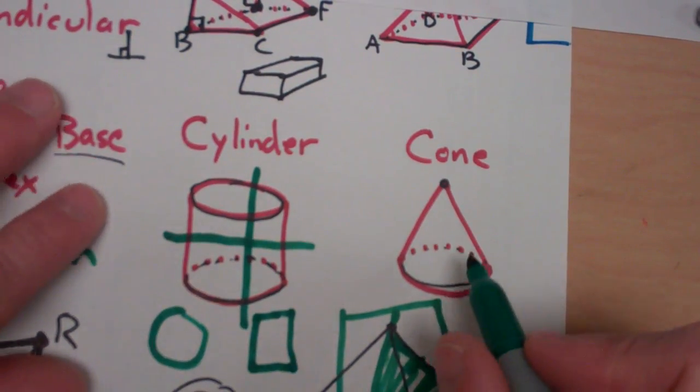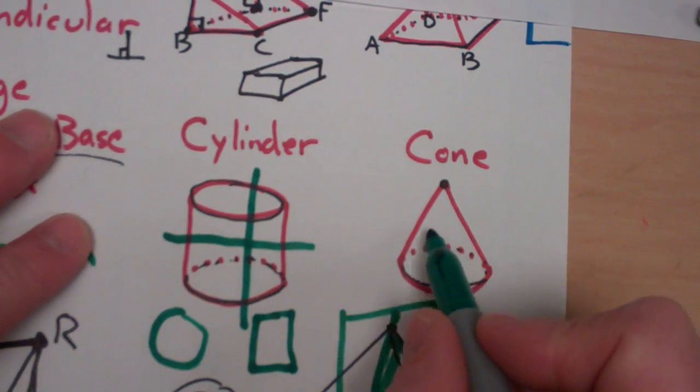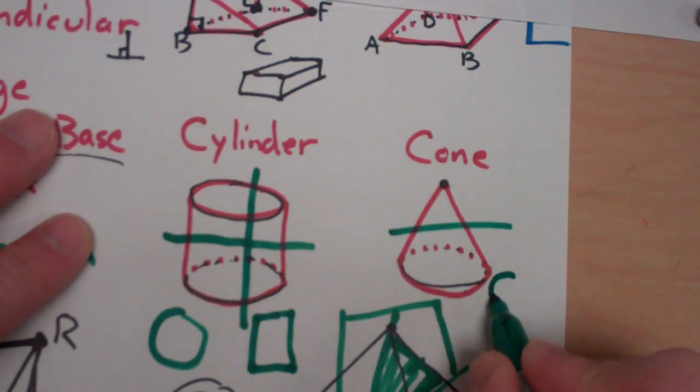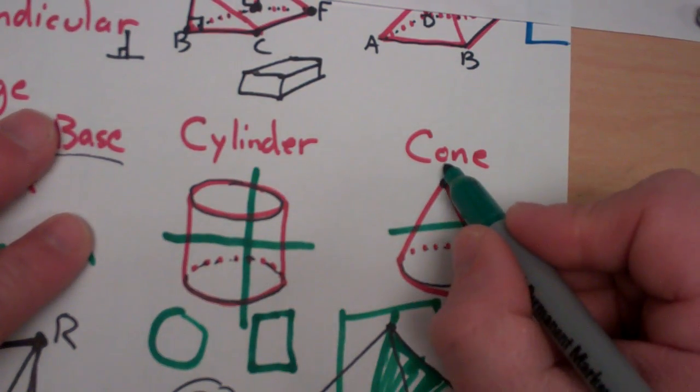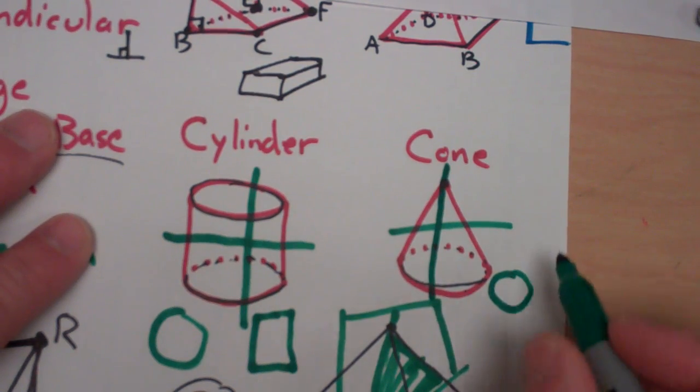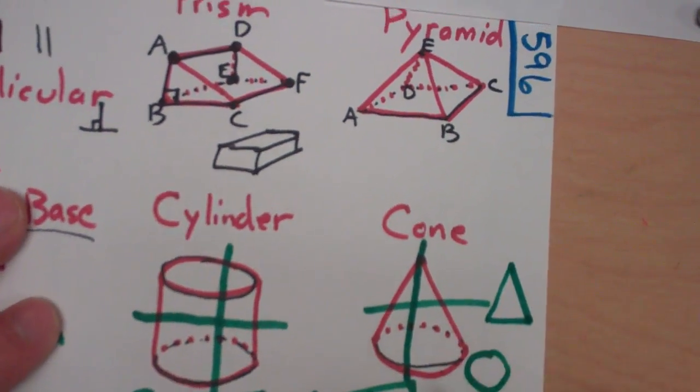Let's do a cone. If I said parallel to its base, well, that'd be like this. You'd open it up and you'd be looking at a circle. If I said perpendicular to its base through the apex, you'd be cutting it like this. You'd be looking at a triangle.